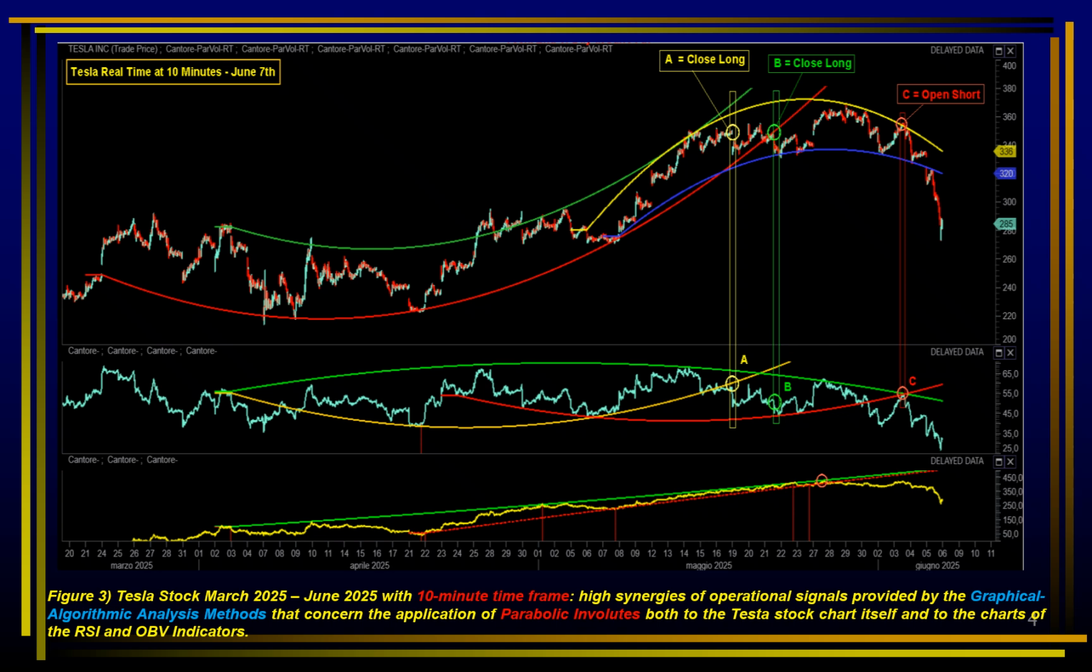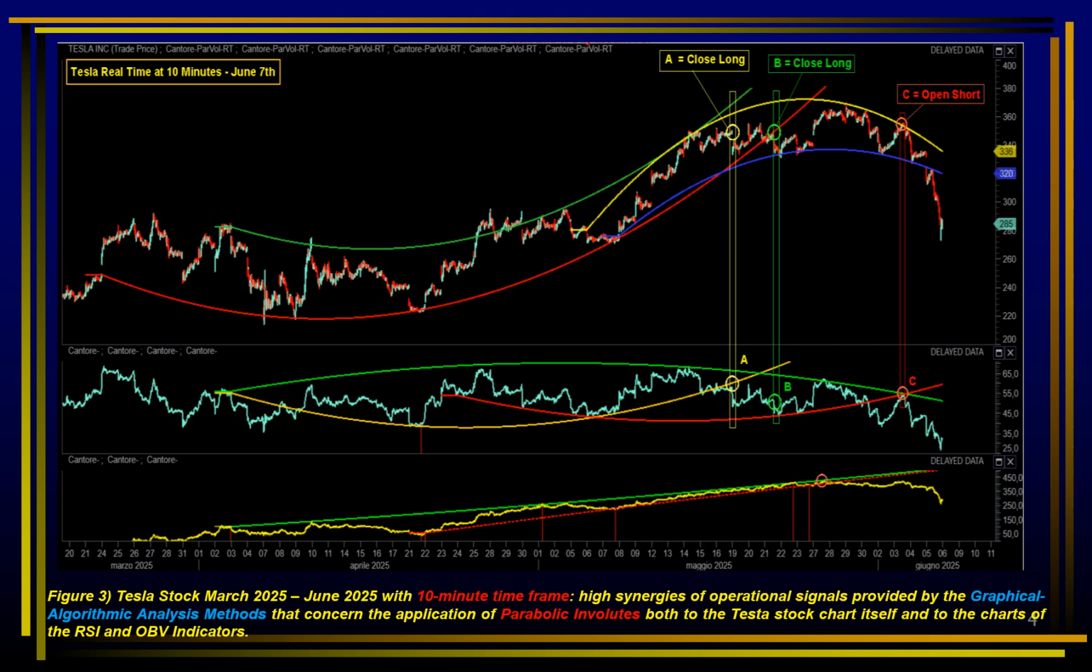Figure 3. The transposition of the applications of the graphical algorithmic analysis methods from a graph with a daily time frame, which we have seen in the previous figures, to a graph with a 10-minute time frame can only further enrich the specific signaling contents that this nonlinear graphic analysis method can effectively propose. The orderly reading of the signaling contents is presented in the figure in relation to the graphic indications emerging both from the evolution of Tesla shares, based on the green and red concave parabolic involutes, and from the yellow and blue convex ones, and also from the evolution of the RSI and OBV indicators in relation to the respective parabolic involutes.